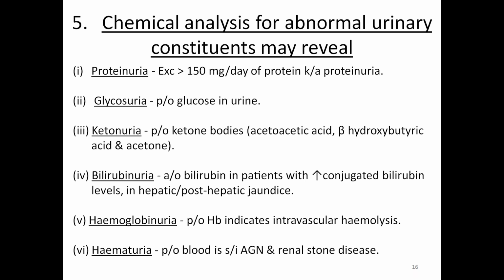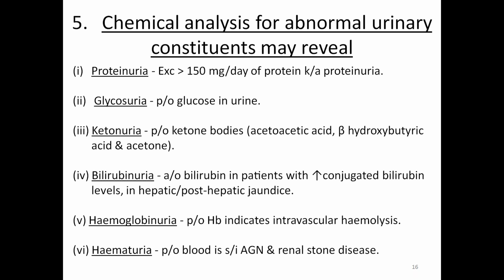Then there may be glycosuria, which refers to presence of glucose in the urine. It may be due to diabetes, renal disorders, GIT disorders, or other sugars like galactose and fructose may also be present in urine in certain inborn errors of metabolism. Then there is ketonuria, which refers to presence of ketone bodies like acetoacetic acid, beta hydroxybutyric acid, and acetone in the urine.